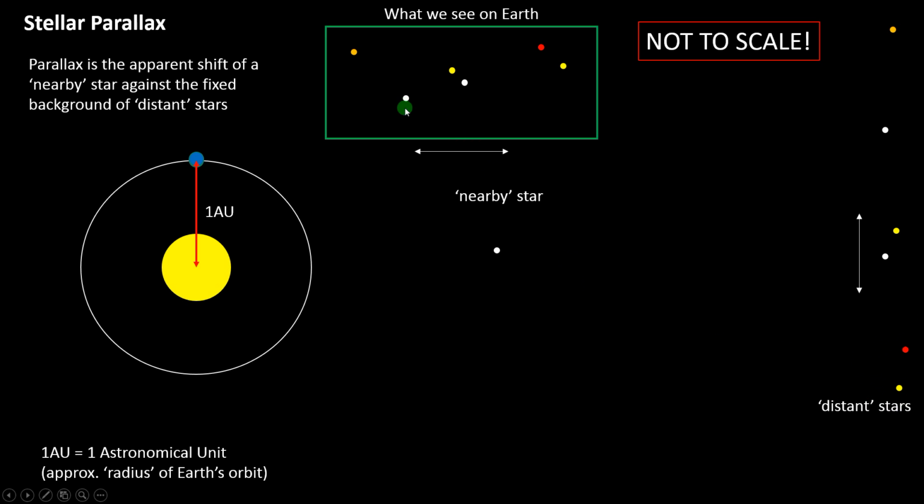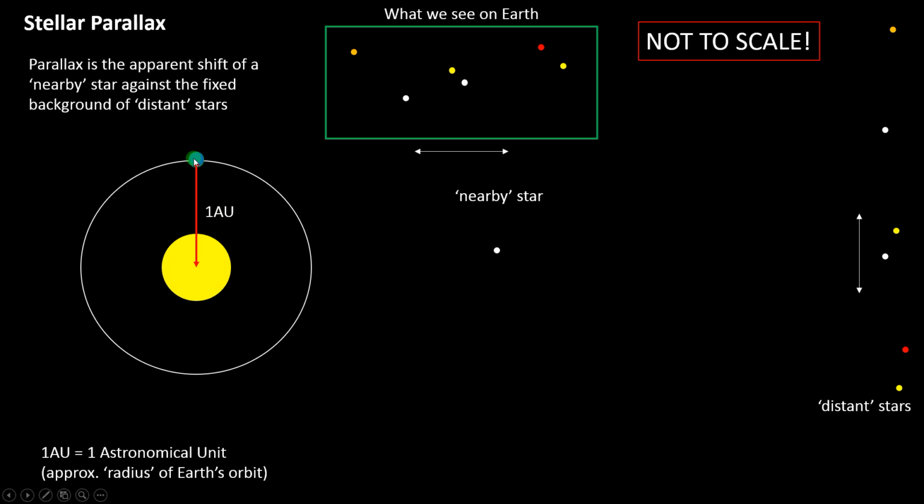Now obviously the height of these stars in this green box, how far up the green box they are, we cannot see in this view because it's a plan. All we're really interested in is how much the nearby star shifts against the background, and we're going to see how that works now.